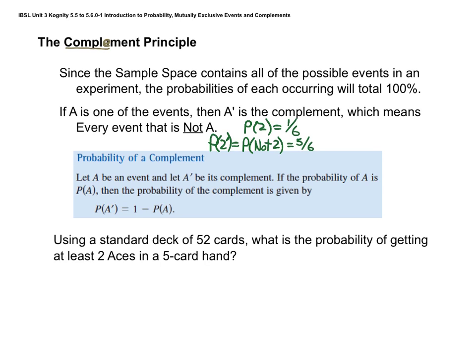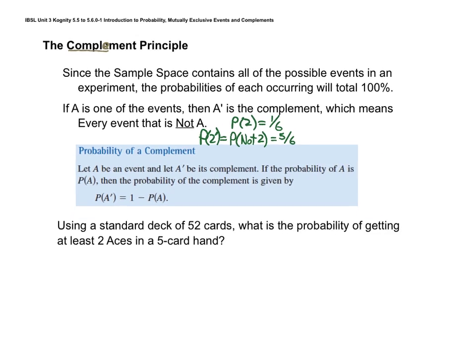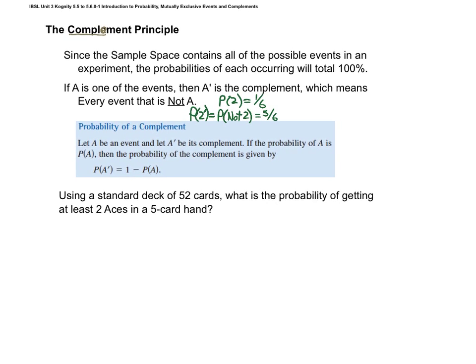So, here's a kind of situation that you guys looked at last year. In a standard deck of 52 cards, what's the probability of getting at least 2 aces in a 5-card hand? So this was a challenging type of problem that you had to deal with. Let's walk our way through this one, first the hard way, and then using our complement, which is shorter.